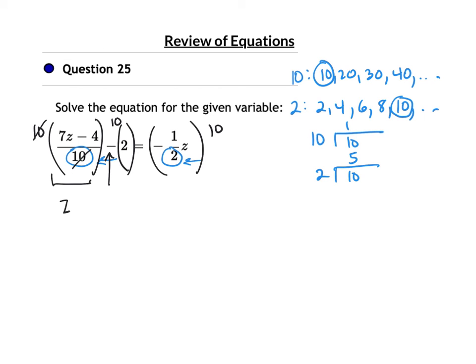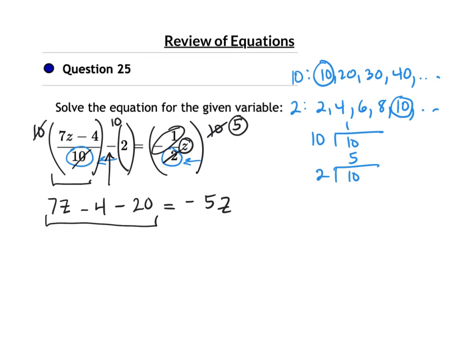So this is 7z minus 4, that's the top, minus, I multiplied everything by 10, 2 times 10 is 20, equals 2 goes into 10 5 times. Now I have to multiply 5 times negative 1, so that's negative 5. And I almost forgot the z, negative 5z.